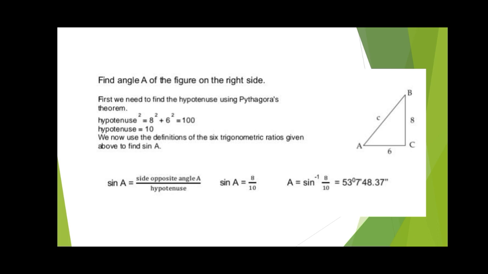Now use the definition of the six trigonometric ratios given above to find sine A. Sine A is equal to the side opposite angle A over the hypotenuse. The opposite is equal to 8 and the hypotenuse is equal to 10. So sine A is equal to 8 over 10. Then angle A is equal to the inverse sine of 8 over 10, which is equal to 53 degrees 7 minutes 48 seconds.